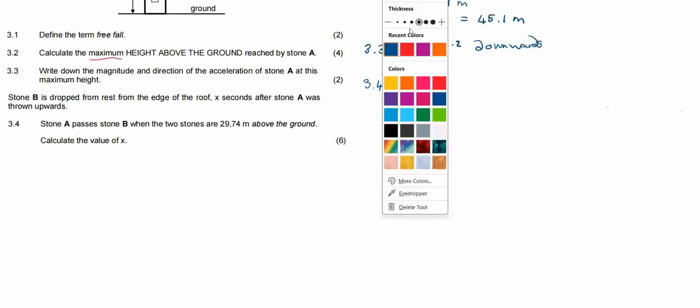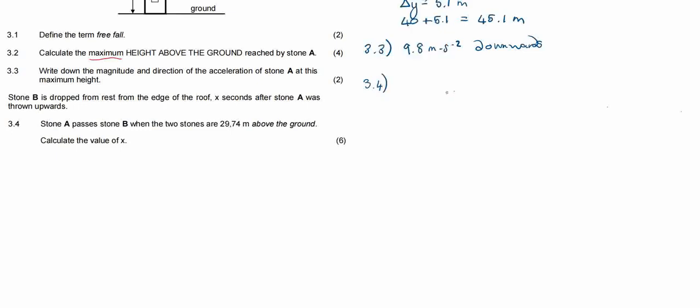So for this example, I'm going to draw diagrams for stones A and B. Start with stone A. So we're told to take the ground as reference, and 40 meters above the ground is the top of the building, and this is where stone A was projected from. A's initial velocity, so the velocity with which stone A was thrown up, is 10 meters per second, and this is given to us in the problem statement. And this is at time t equals 0, right?